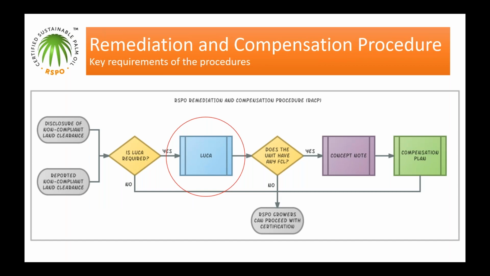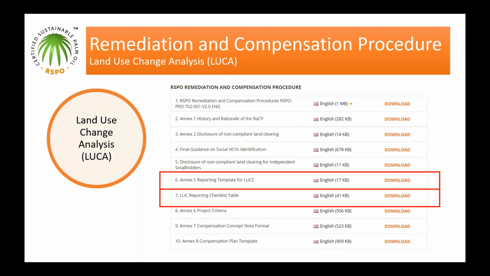So now I'll be talking about the land use change analysis requirement. For the land use change analysis, these are the two documents from the RSPO website that you will need to use: the Annex 5, which is the reporting template for land use change analysis, and also the reporting checklist table for the land use change.